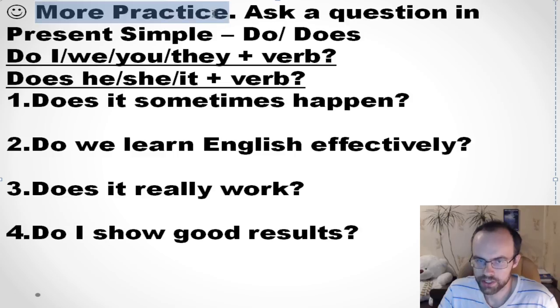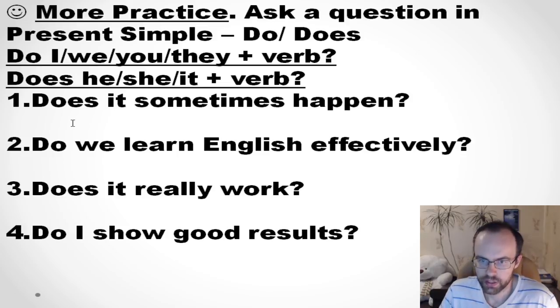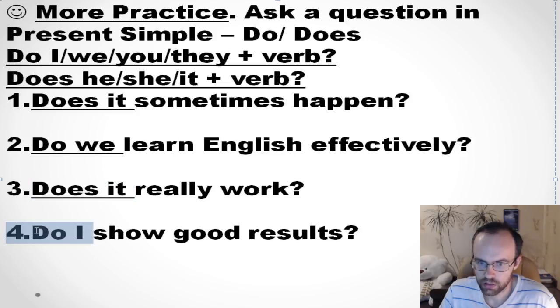Okay, more practice. Ask a question in present simple. Do or does? Do I, we, you, they plus verb? Does he, she, it plus verb? Does it sometimes happen? Do we learn English effectively? Does it really work? Do I show good results?